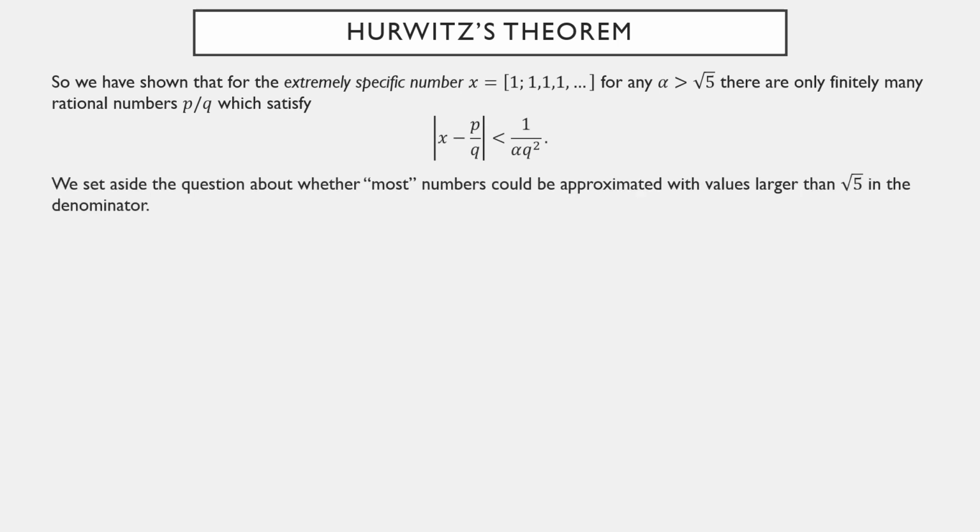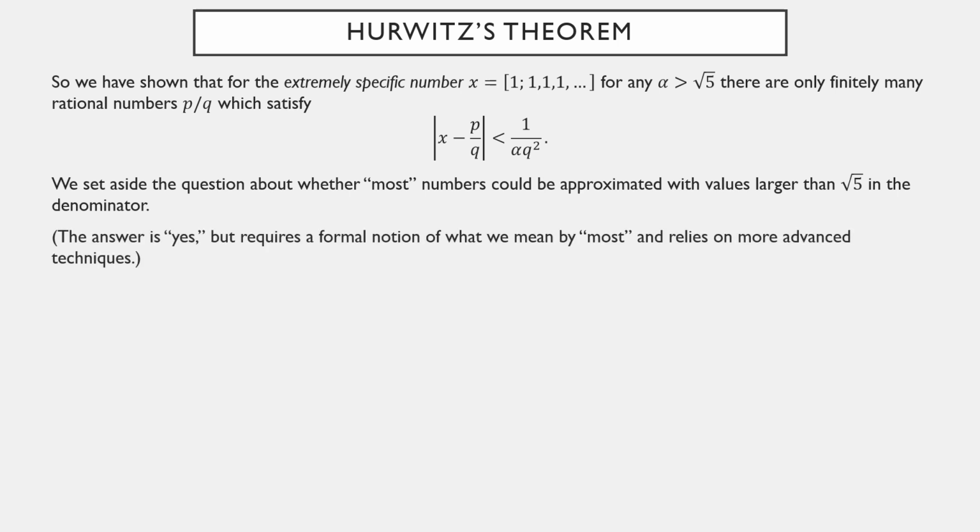So we're going to set aside the question about, just because I found one violation, what does that tell me about most numbers? The reason we're setting this aside is because you can actually say something about this, but you have to define what you mean by most numbers, because the set of numbers we're looking at, irrationals, is a very infinite set. So what does most actually mean? Also, the way I would think to do it relies on establishing far more techniques than I really want to get into.